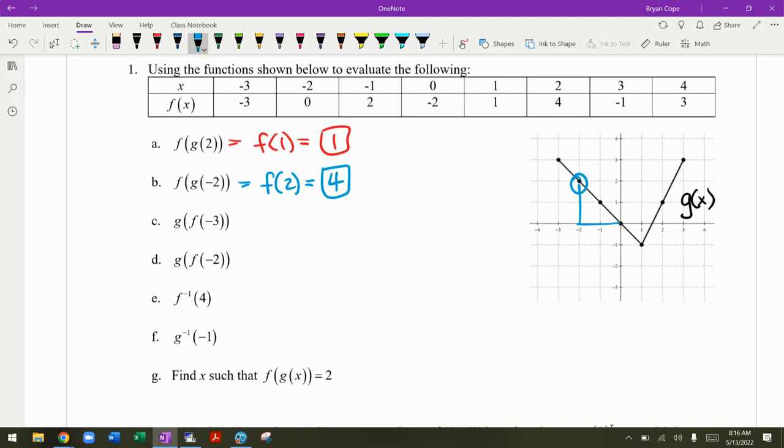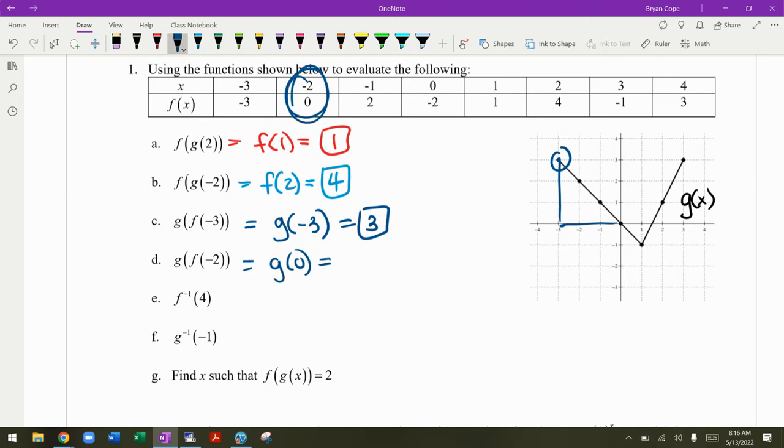Now there's 2 where you go the other way, where we start with the table and then go to the graph, okay? So let's start with f of negative 3. What's f of negative 3? Cool. So then we look for g of negative 3, which is 3. So we have our answer overall of 3. Okay? F of negative 2 is 0. So we're finding g of 0. And what's g of 0? 0. Perfect. It goes through the origin.